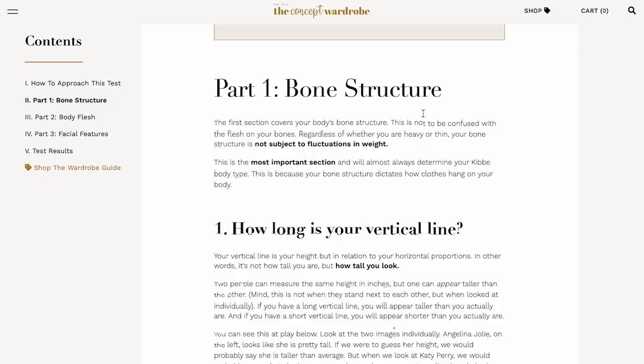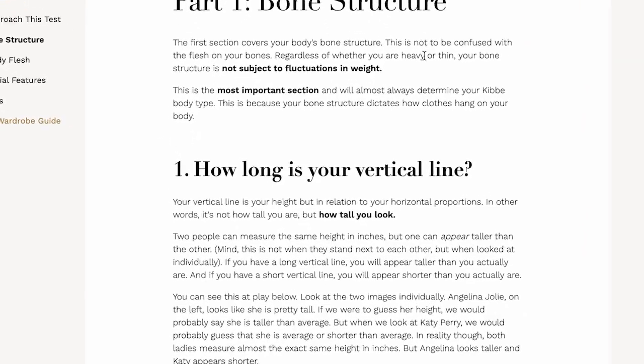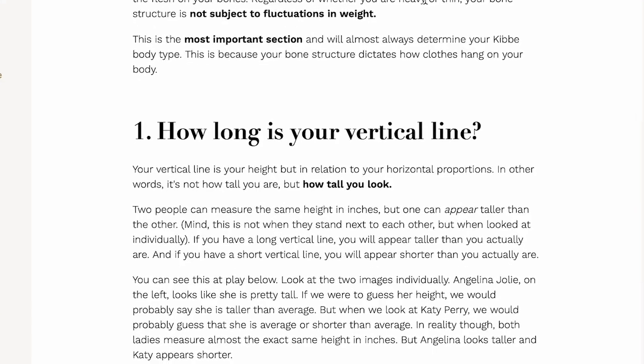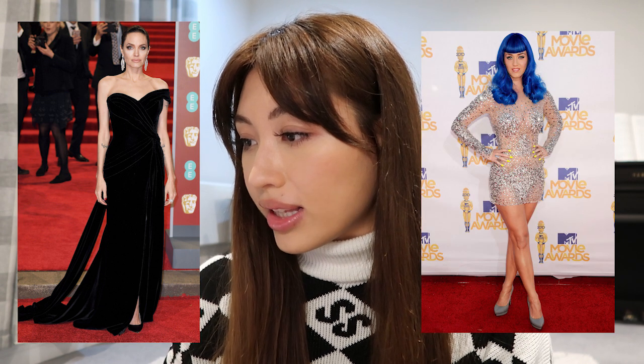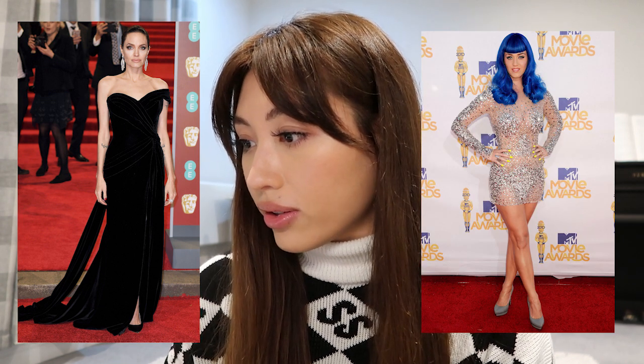So yeah. Question number 1. How long is your vertical line? So 2 people can measure the same height in inches, but one can appear taller than the other. So Angelina Jolie and Katy Perry are the same height. Who looks taller? Angelina, for sure. Katy Perry looks about my height. Okay, so looking at my picture, yeah, I would probably put C, just because, one, I'm not really too sure, but I do feel like I just look my height.